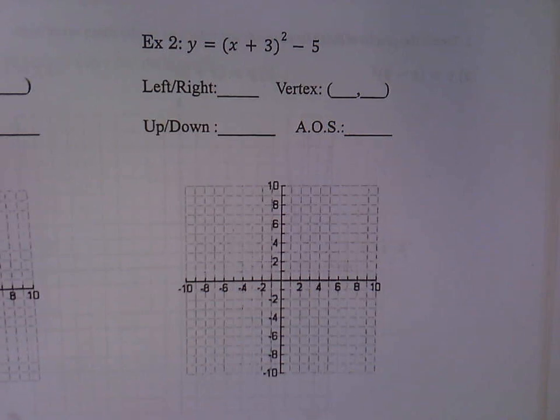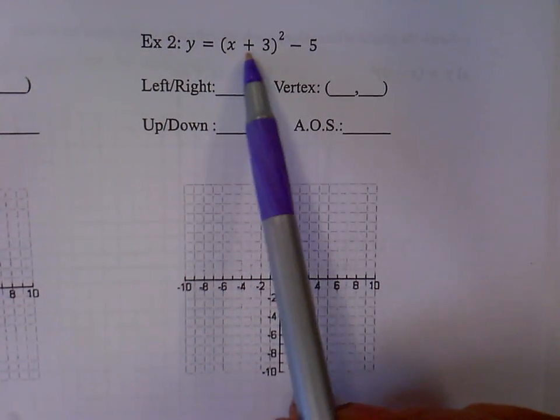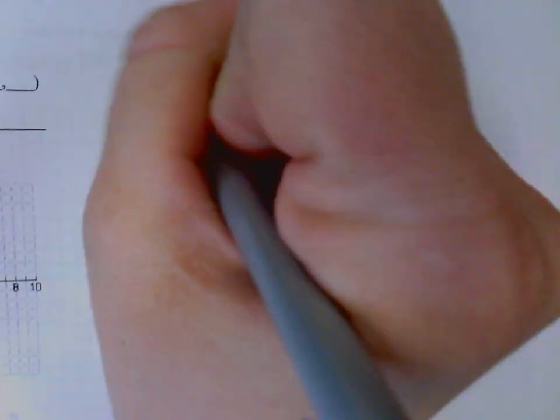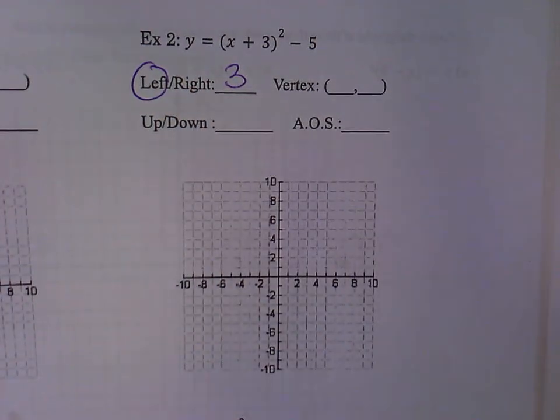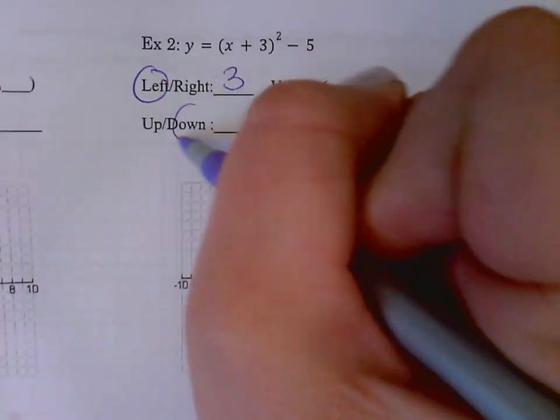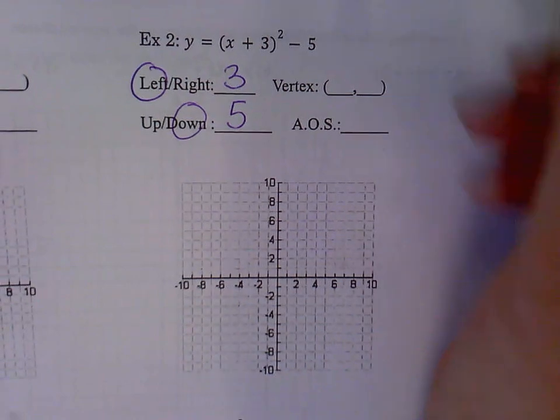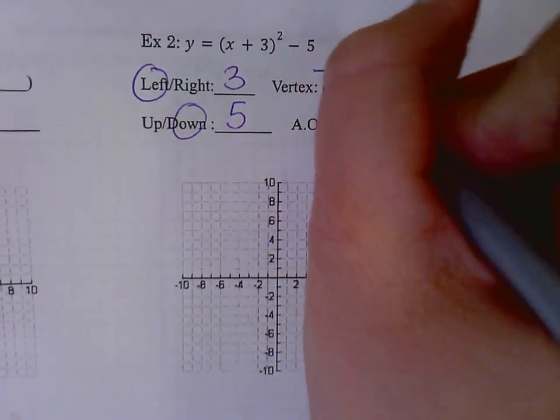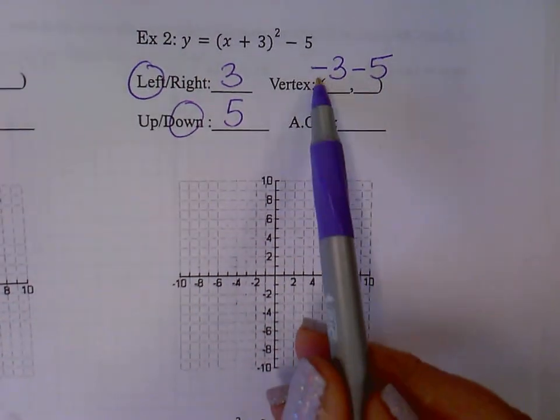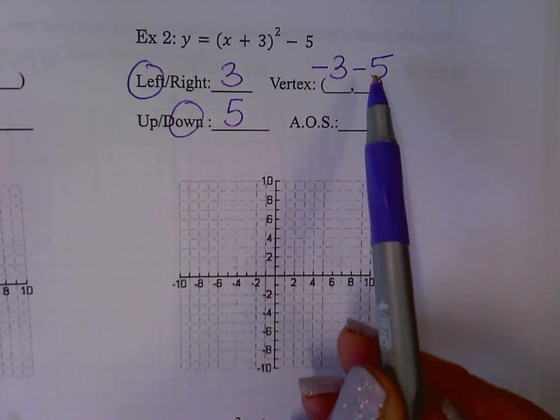The x plus 3, should that move to the left or the right? Left 3. And do I move up or down because of this minus 5? Down 5. So my vertex, if I go left 3 and down 5, would be at the point -3 comma -5.